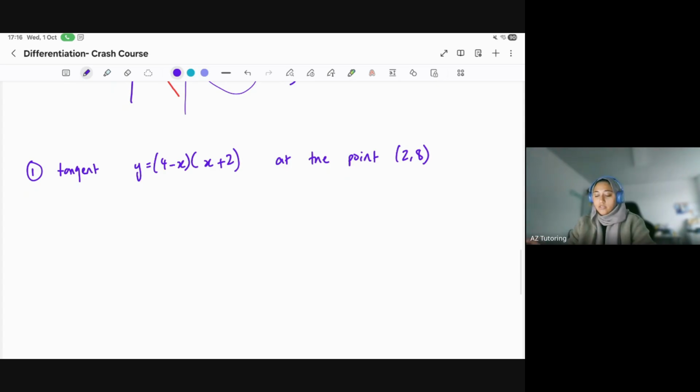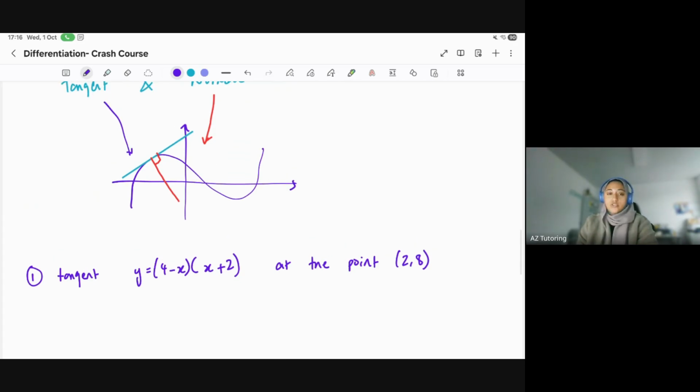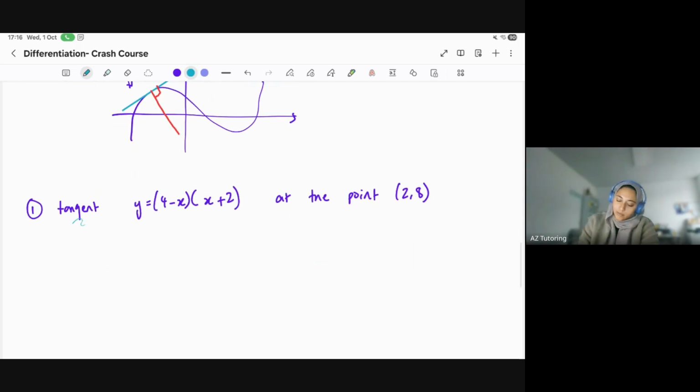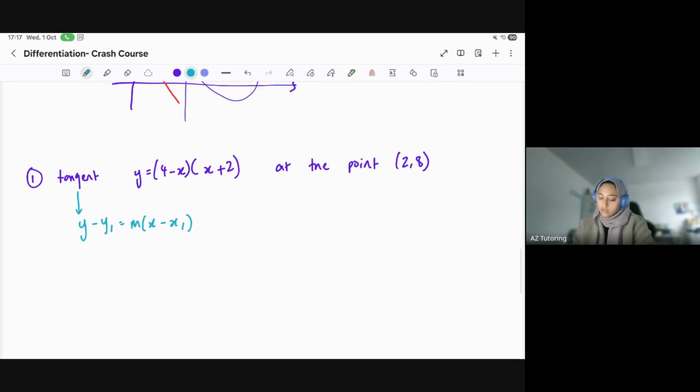Okay, so this question, finding the tangent to this curve at this point. Now, first things first, you need to realize a tangent's a straight line. And in GCSEs, you use y equals mx plus c. But for A levels, it's better to use y minus y1 equals m times x minus x1. So that's the equation of the line. Okay, so this is what we need to find. So we already know our y1 and x1. That's just this point here, since that point lies on the tangent. So we just need to find m.